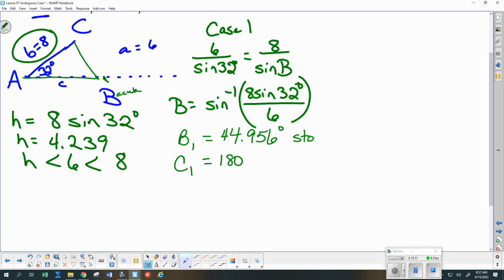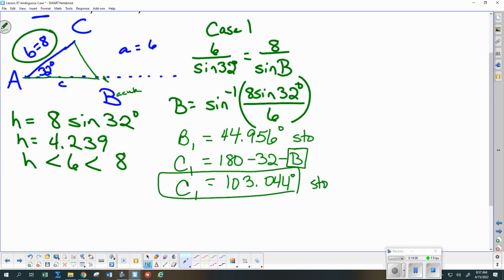So I'm going to use triangle sum, 180 minus the 32 minus that stored B. So my first possibility for angle C. Macy, you have our first possible C? 103.044. So when I swing it out this way, that angle up at the top ended up being something that was obtuse. And now I need you to store that. I need to be sure I label it with a degree sign. Store that as C.